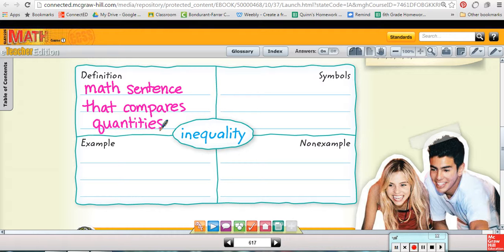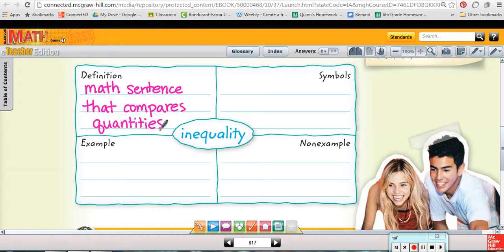If we break apart that word inequality, what does that prefix "in" mean? Not equal, right? So these inequalities are not equal, unless we're talking about greater than or equal to or less than or equal to. Then we might have a partial equivalence there.